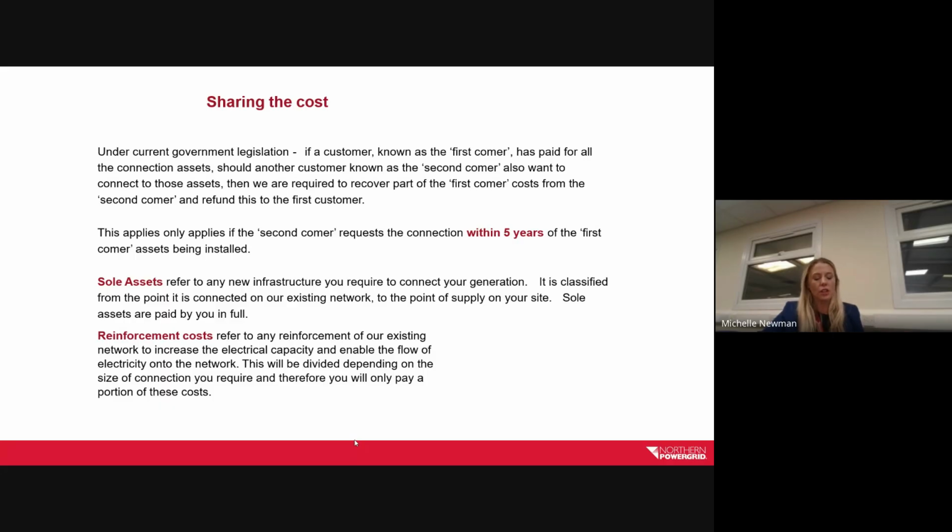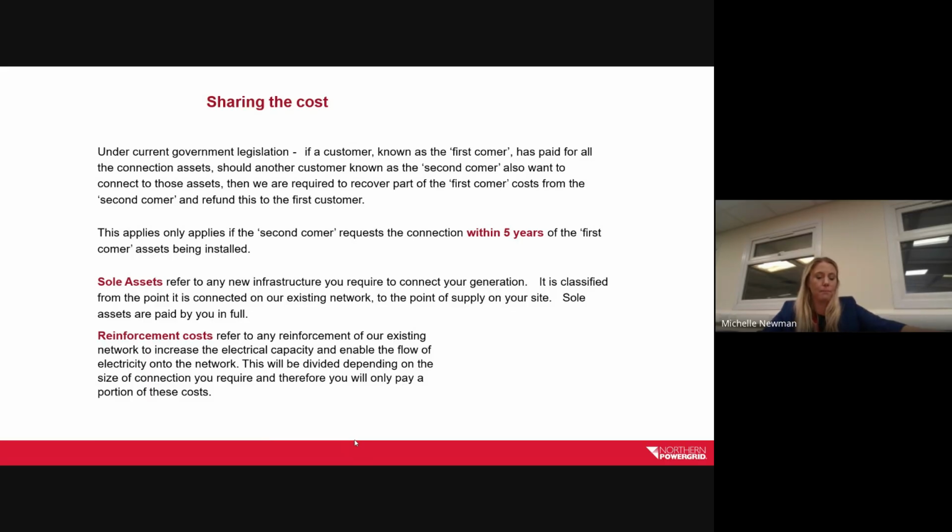So under current government legislation, if a customer known as the first comer has paid for all of the connection assets, should another customer come along, the second comer, and want to connect to those assets within 5 years of that first connection, then we are required to recover some of the costs from that second comer and provide a refund to that first comer. So it's always worth bearing that in mind, but it should be done automatically by Northern Powergrid.